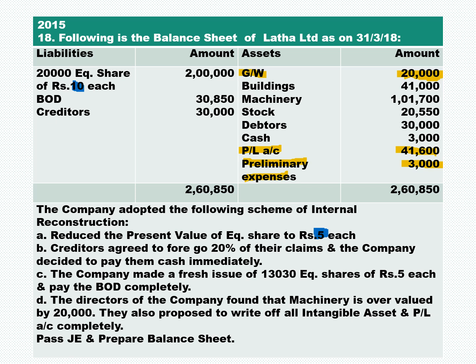Creditors agreed to forego 20% of their claim and decided to pay them cash immediately. So what do they say? Creditors agreed to forego 20% of their claim.